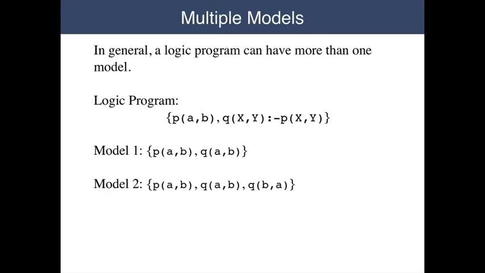Now, in general, logic programming can have more than one model. Consider the program consisting of P of A, B, and the rule Q of xy if P of xy. This program has one model with just P of AB and Q of AB, and it has another model with P of AB and Q of AB and Q of BA. And it has other models as well. However, it's worth noting that the first model is a subset of the second. And it's clear that P of AB and Q of AB must be true in any model of this program, but Q of BA is optional.